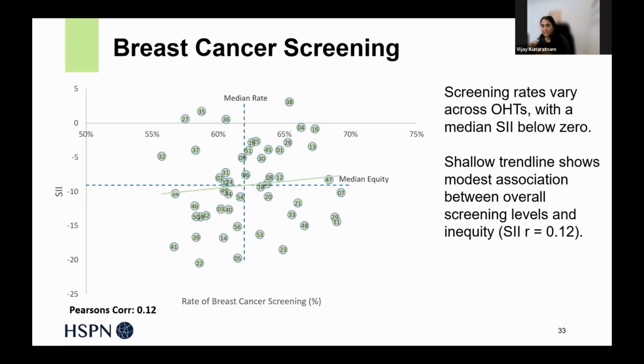Similarly to PAP, you can see the median equity, so the horizontal dashed line, is well below zero, right? A lot of OHTs are having negative SII. So that again is telling us that lower screening rates are happening in areas with higher deprivation. And PAP was very much a flat line, but you can see here there's a little bit of a shallow trend line, which shows a modest association between overall screening levels and inequity.